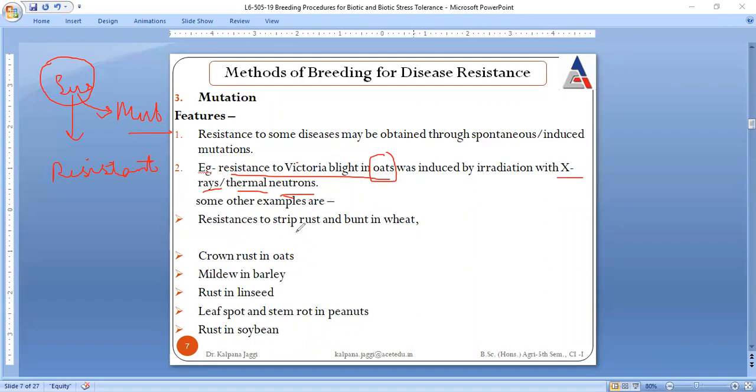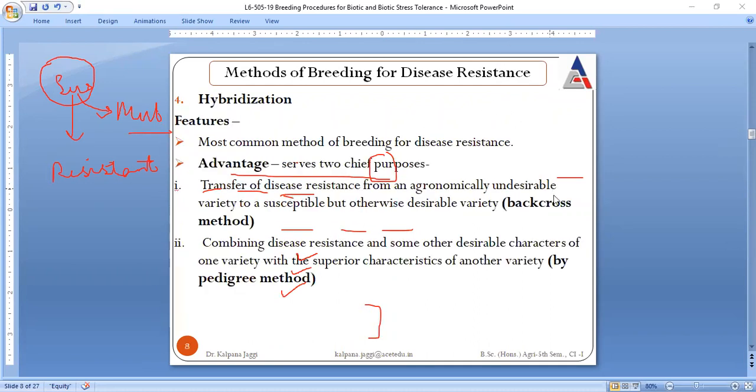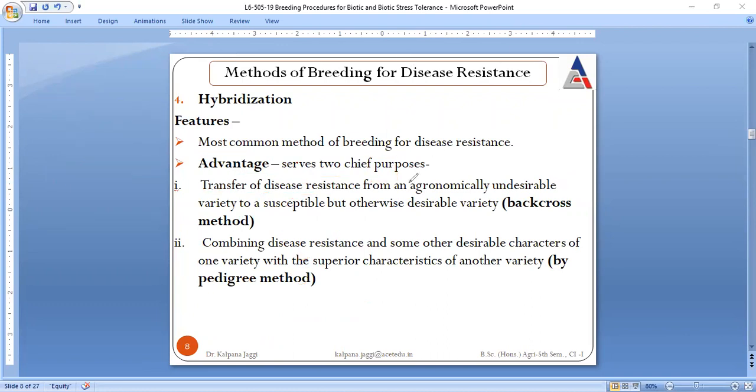Some other examples where mutations have been done are like in wheat. In wheat mostly striped rust and bunt are found, and these are examples where, as a result of mutation, disease-resistant varieties have been created. Then crown rust in oats, mildew in barley, rust in linseed. So these all are examples where, as a result of mutation, susceptible varieties are converted into disease-resistant varieties.